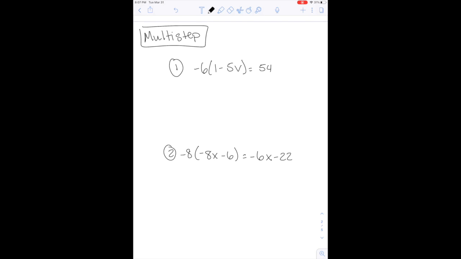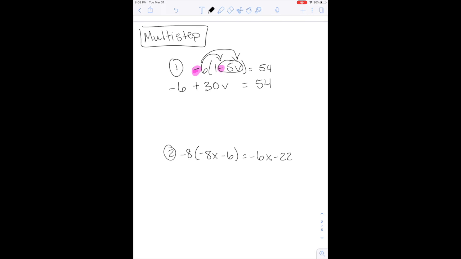My first example has parentheses, and when we see parentheses, we should immediately know that we are multiplying the number on the outside times everything that's on the inside. So in this case, we're multiplying negative 6 times 1, which is negative 6, and negative 6 times negative 5v, which becomes positive 30v. It's very important that you notice that it's a negative times a negative, which creates a positive, equals 54. Now we're at just a 2-step equation.